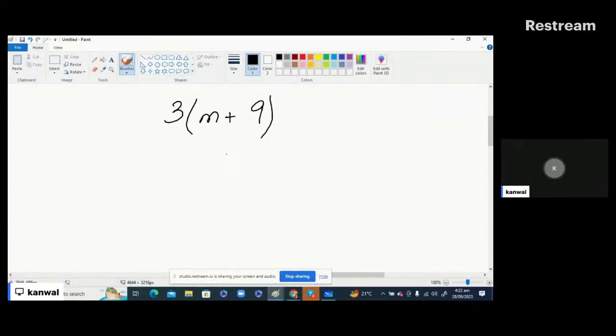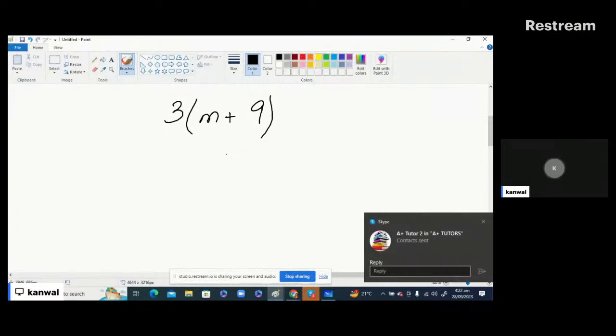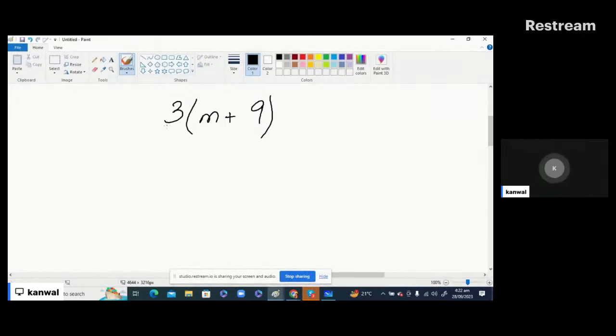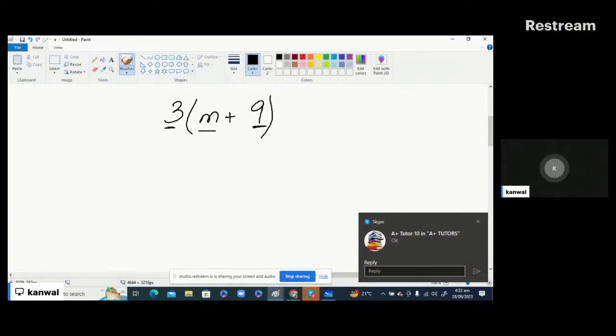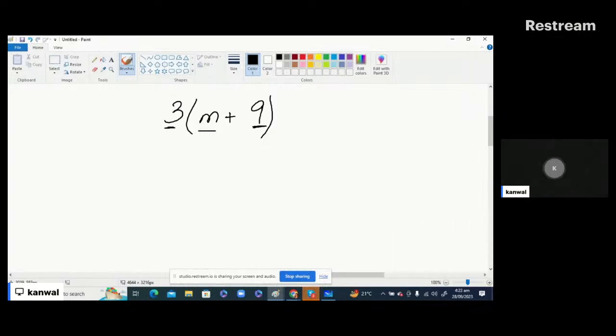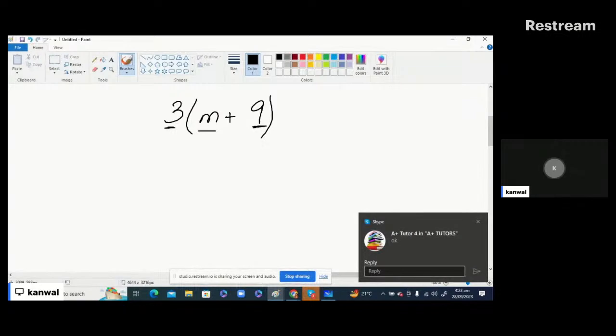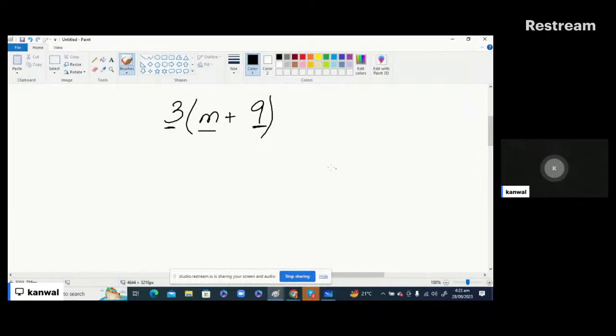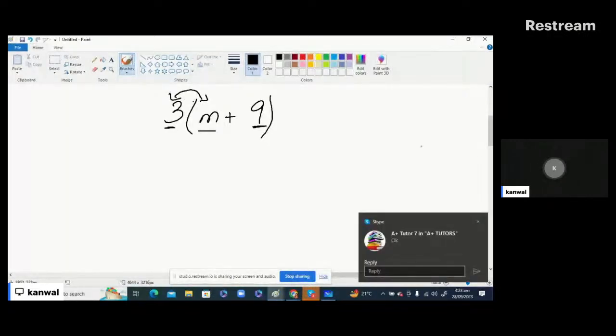Let me just check for that. So 3 into m plus 9. So multiply 3 with both these numbers, because here 3 is multiplied with both these numbers, 3 with m, then 3 with 9. Is my voice clear? Okay. So first of all, when you multiply 3 with m, what's the answer? 3m.